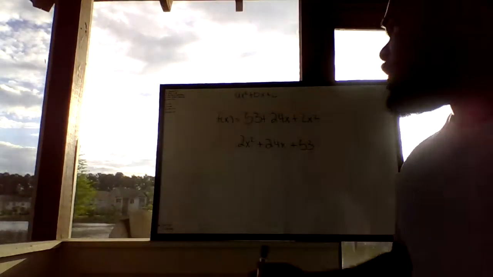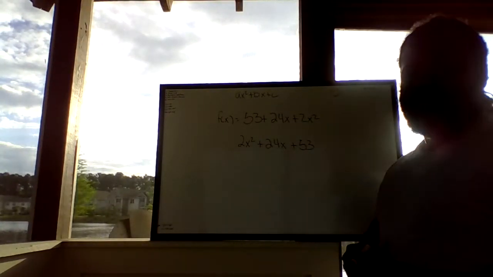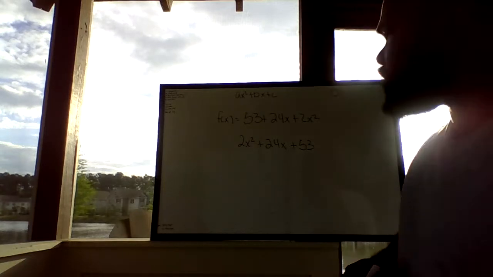Now step 2, I need to factor out A from my first 2 terms. So I want to factor out a 2 from the 2x squared and from the 24x, which gives me plus 12x. I'm going to leave a space to complete the square.